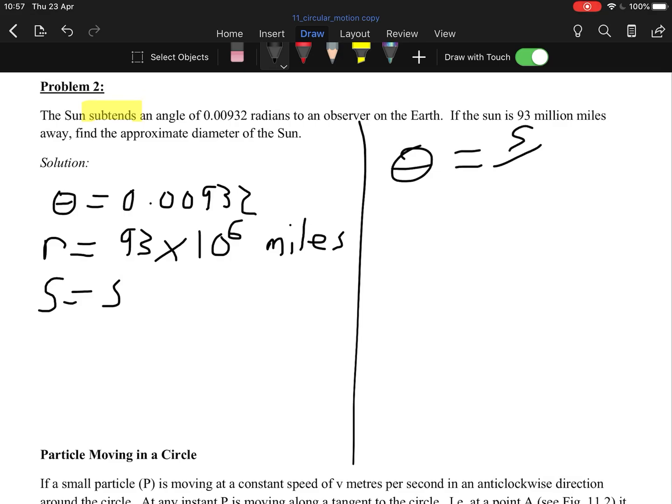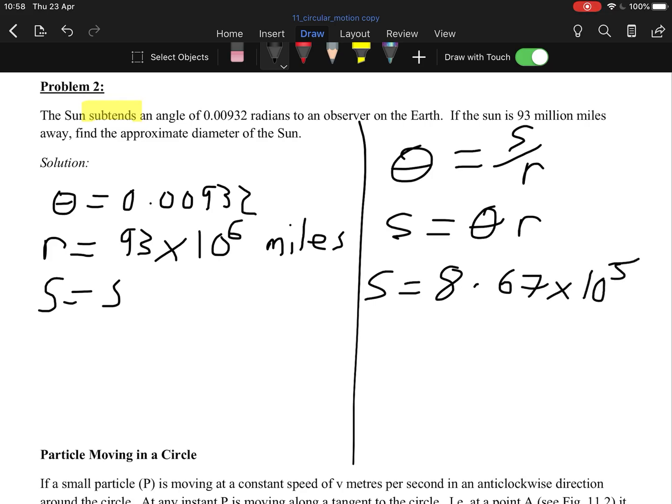And then what's your equation? So state your values on the left-hand side, state your equation, theta equals s over r. Make what you're looking for the subject, s equals theta over r. Sub in all your values. Oh, sorry, that's a mistake by me. That shouldn't be theta over r, sorry. So it's theta times r. Sub in your two values. What is the arc? It is roughly 8.67 by 10 to the 5 miles.